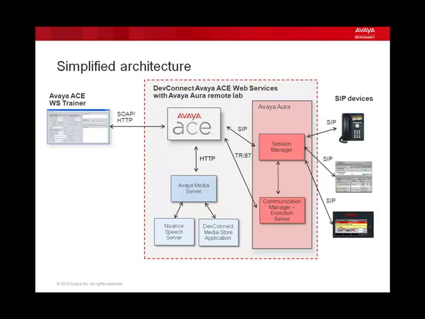Notice that SIP service provider requests are routed to Session Manager, where the SIP devices are registered, and that TR87 service provider requests are routed to Communication Manager Evolution Server. In actual fact, in the current release of Avaya ACE, TR87 service provider requests are routed via Avaya Aura Application Enablement Services, which is not shown on this diagram. In future releases, TR87 service provider requests will be routed directly to a Communication Manager interface.